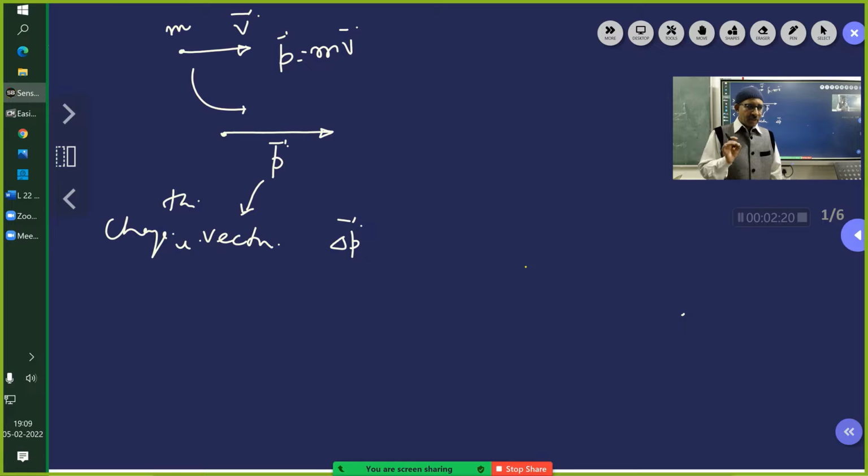That means if this vector has undergone a change, it is only because of the external force. Got it? Now, similarly, so this one is what? This is linear momentum.